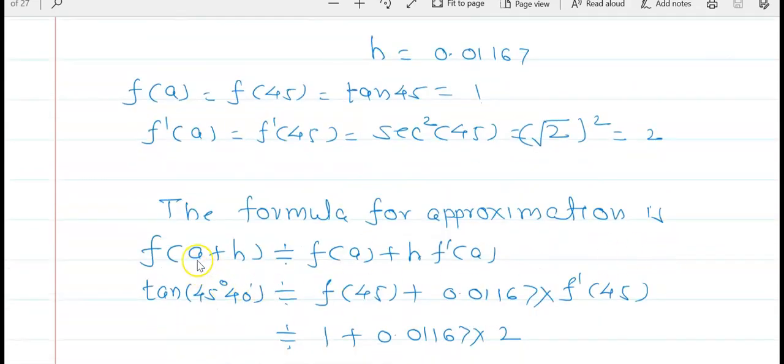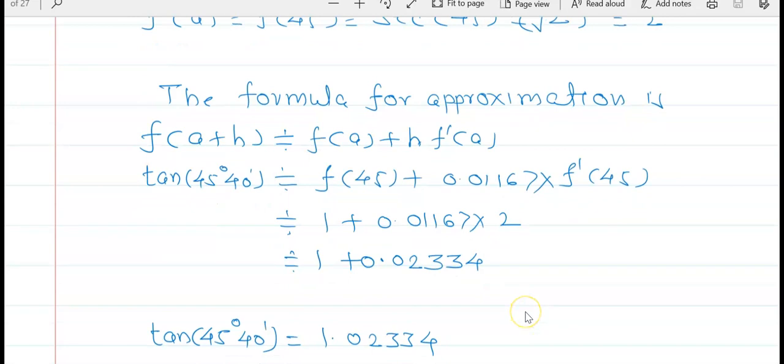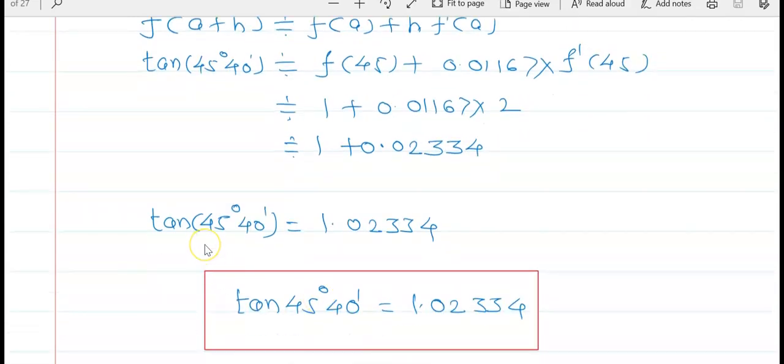Formula for the approximation: f of a plus h is approximately equal to f of a plus h into f dash of a. f of 45 plus h means 0.01167 into f dash of 45. f dash of 45 is 2. After their multiplication, 1 plus 0.02334. That is, tan of 45 degree 40 minutes is equal to 1.02334. And in this way, we have completed question number 1 and 2 from this video.